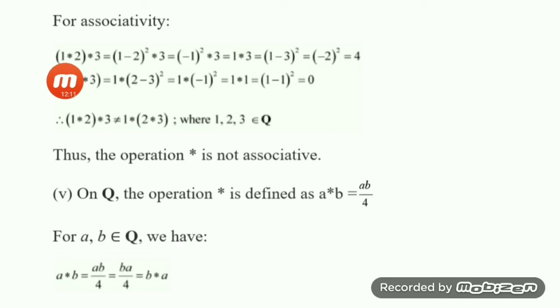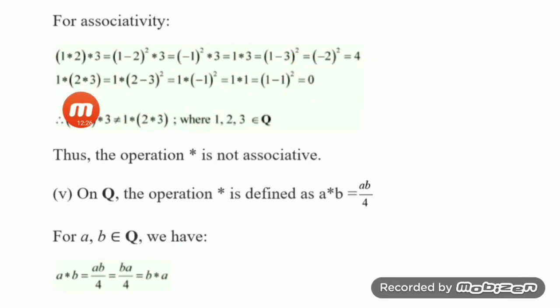So first is the difference of first two square. That is (1 minus 2) whole square, that is (minus 1) square. Star 3: (minus 1) square is 1, so 1 star 3. That is the difference. Again, 1 star 3, so (1 minus 3) whole square. Okay, that is (minus 2) square, which is equal to 4.